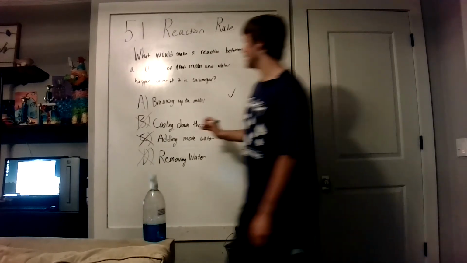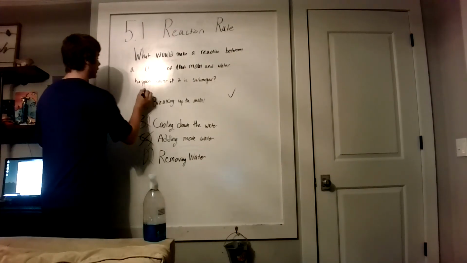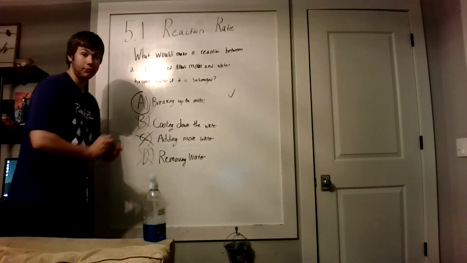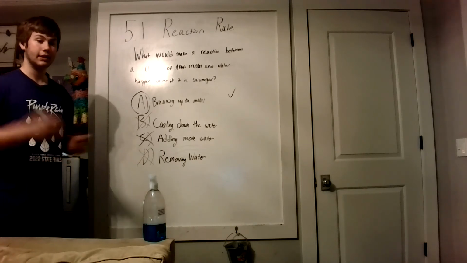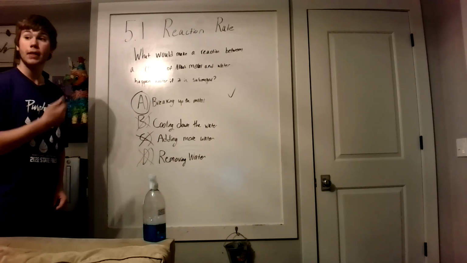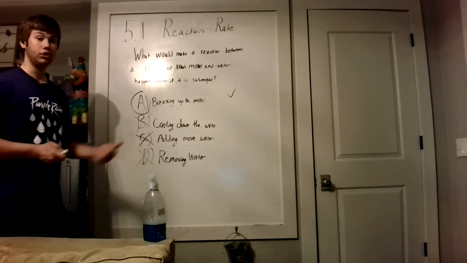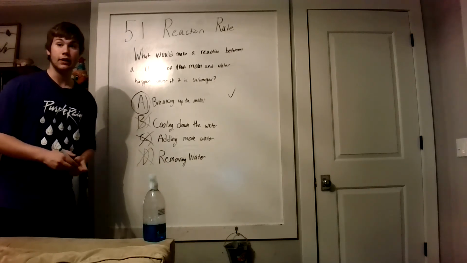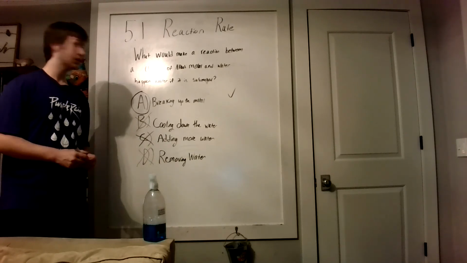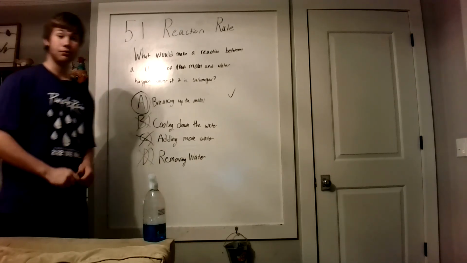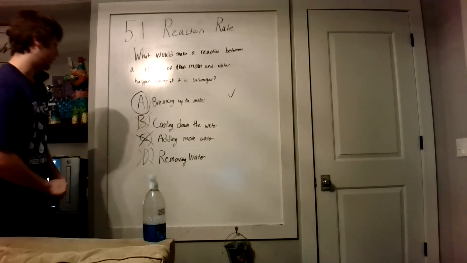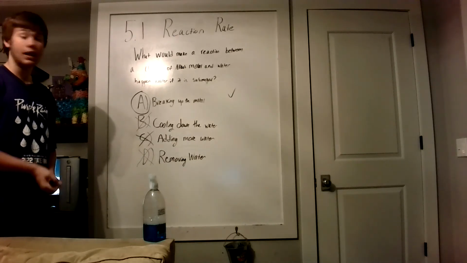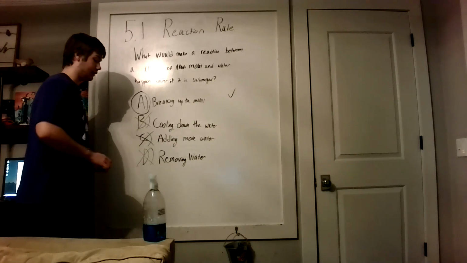So our answer is A, breaking up the metal, because it allowed us to increase our surface area. Some other ways you could have done it would have been to warm up the water, because then the average kinetic energy speeds up and you'd have more collisions. If you also put in a catalyst that allowed the reaction to take place quicker, that would increase reaction rate. Adding more alkali metal would increase reaction rate, and that's about it.